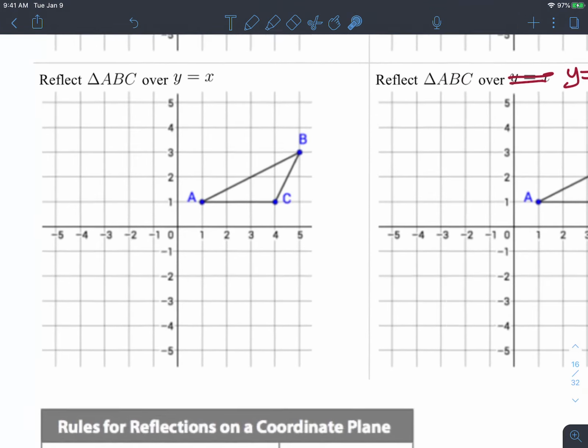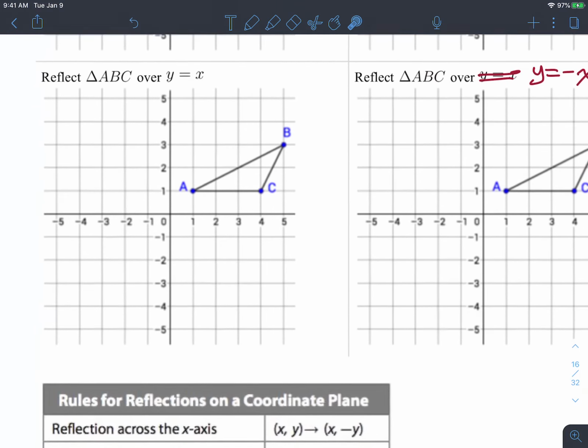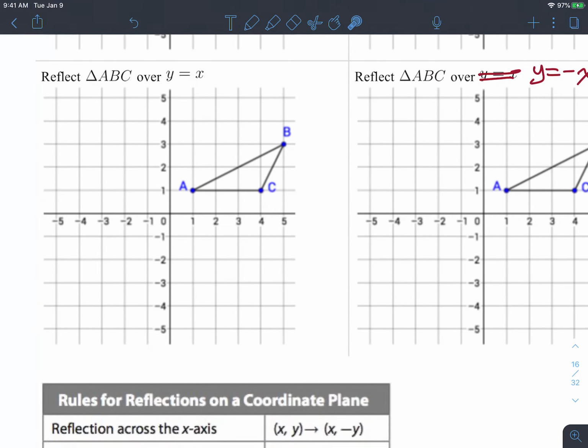Now, because the x-axis and y-axis were kind of obvious, but this one is not so obvious, you know what I'm going to do? I'm going to just draw y equals x. And that goes from here all the way to this point. And that'll be the reflection. And I see that the slope is 1.